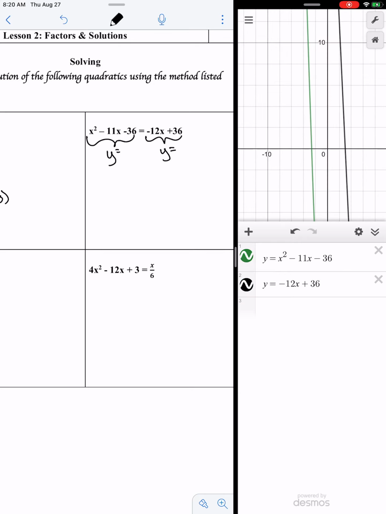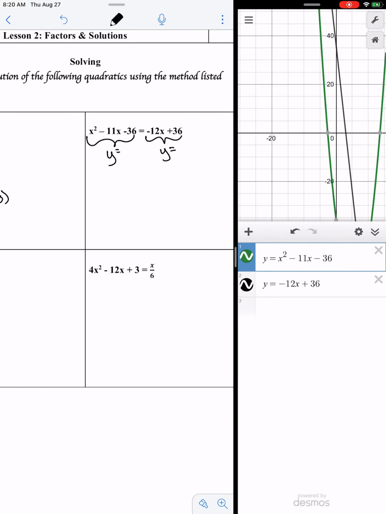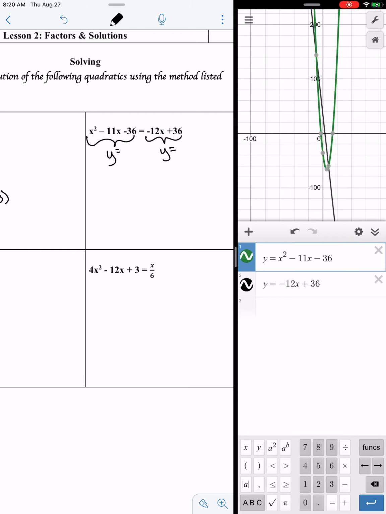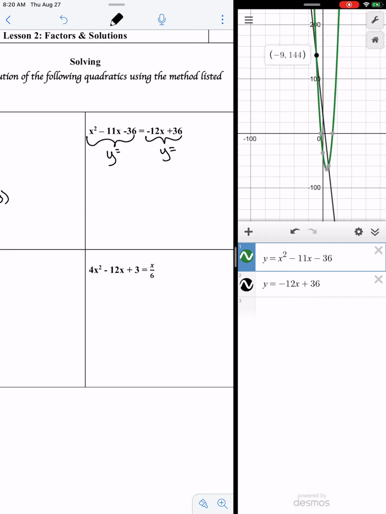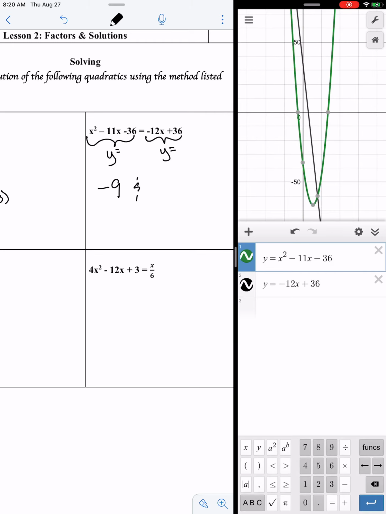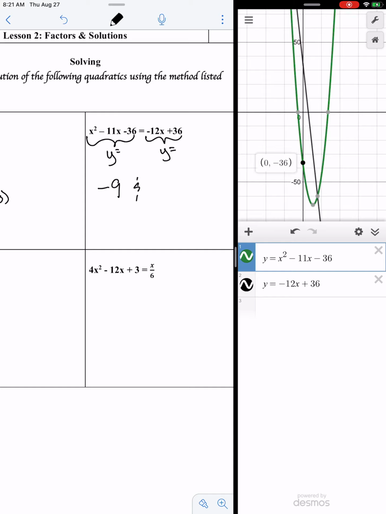Again, you may need to zoom out a little bit so you can see where your graphs intersect. Get your cursor back on your equation. Gives me that point. So negative 9, and that's not where they intersect. That's not where they intersect. But right there. So at negative 9 and 8. So x equals negative 9 and 8.